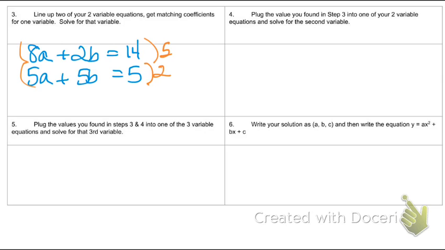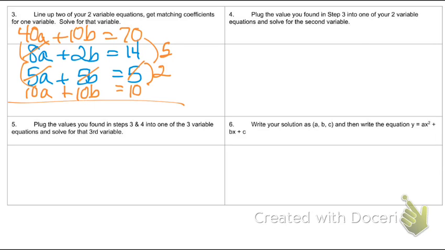So now I'm going to get 40a plus 10b equals 5 times 14 is 70. And down here, I'm going to get 10a plus 10b. So now my b's match up, equals 10. I'm going to subtract.